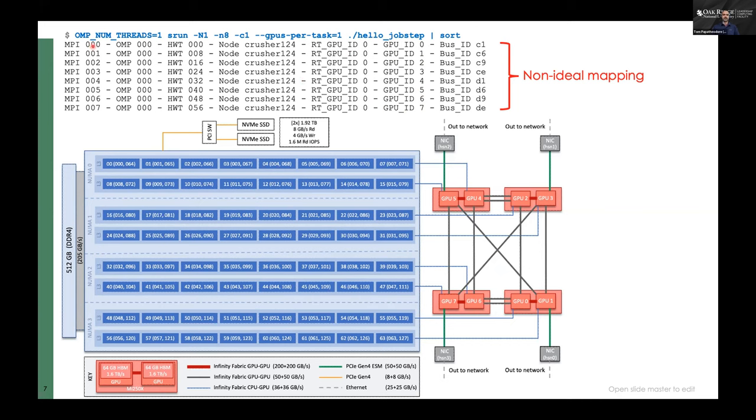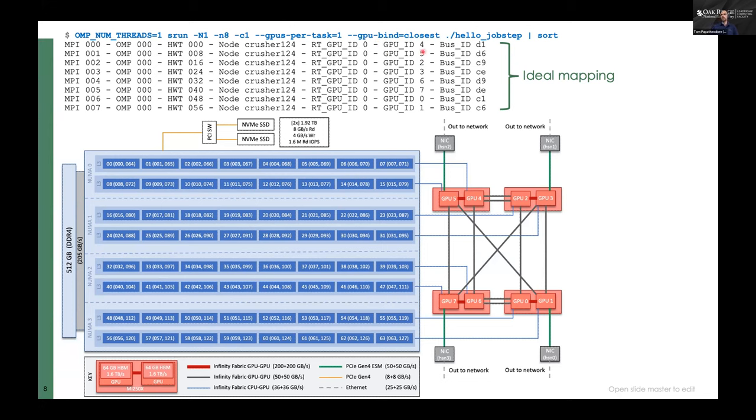So what you can see is that MPI rank 0 lands on hardware thread 0, which lives in this L3 region. And so it should have an affinity for GPU 4, but that's not what's mapped to it. It's mapped to GPU 1. MPI rank 1 is mapped to hardware thread 8, which should be mapped to GPU 5, but it's not, it's GPU 1. And so this is non-ideal mapping. This should still work. It just might give you degraded performance depending on what your code is doing. So instead, a simple thing to do is just to add this --gpu-bind=closest, and that will do the mapping correctly for you.